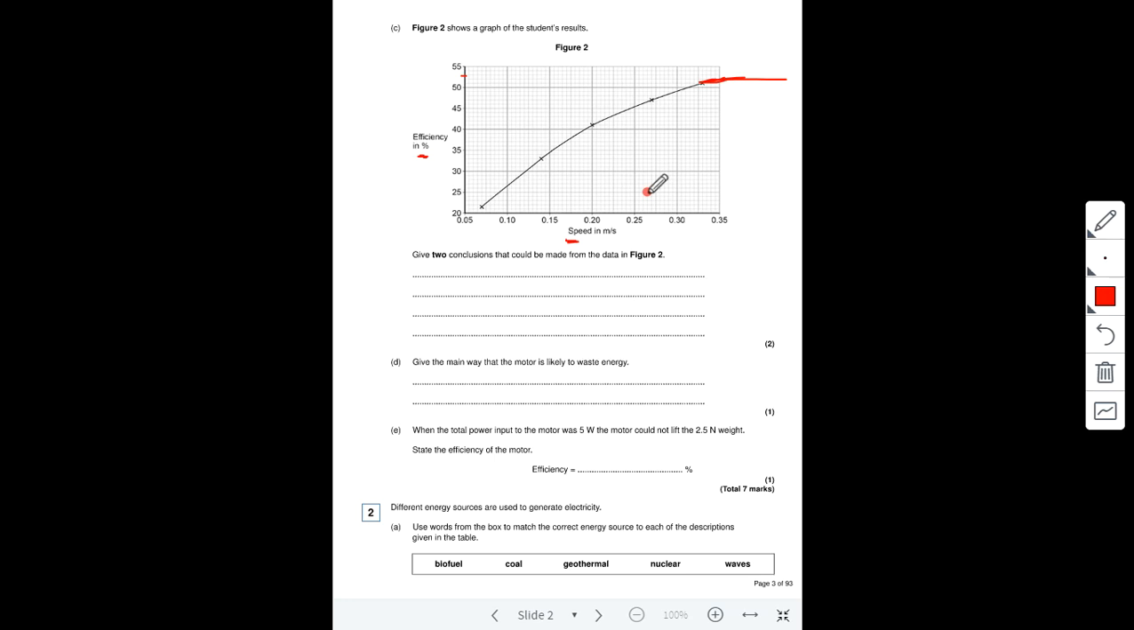Okay. Read out part E and answer me. Efficiency. You know the formula for efficiency, right? Yeah. What's the formula for efficiency? Um, was it?